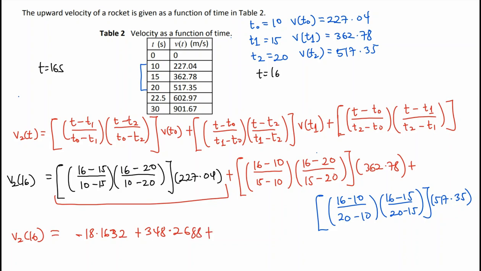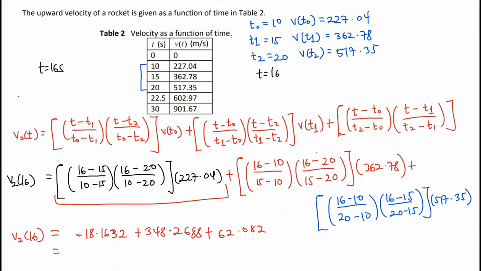Let's look at the last term. For that one also, we are going to have 16 minus 10 divided by 20 minus 10, multiplying 16 minus 15 divided by 20 minus 15. All this being multiplied by 517.35. So you're going to get plus 62.082. So let's sum up everything and see what you're going to get.